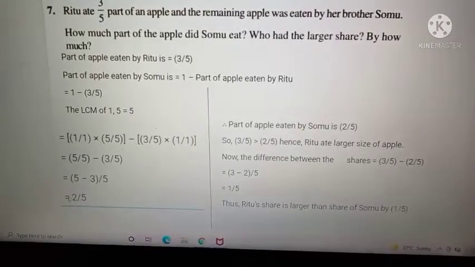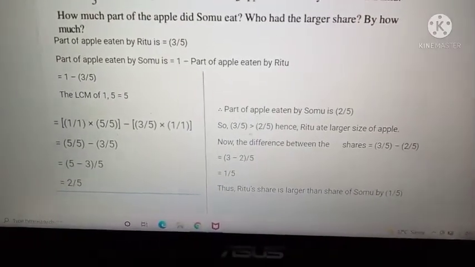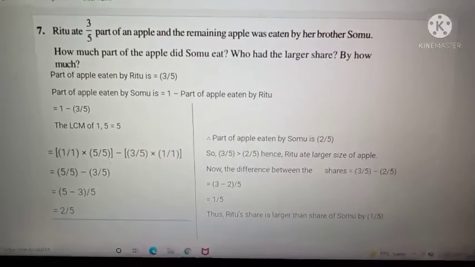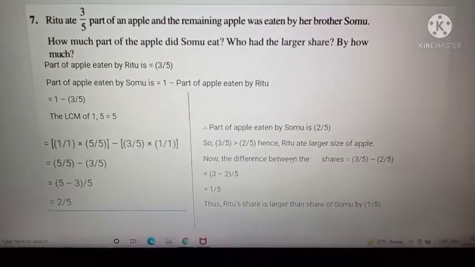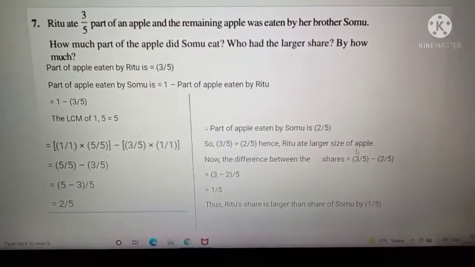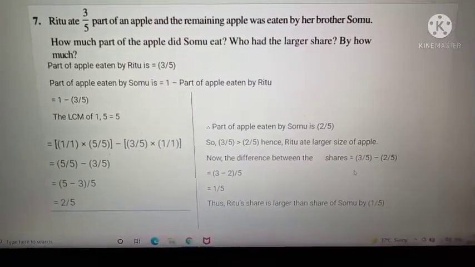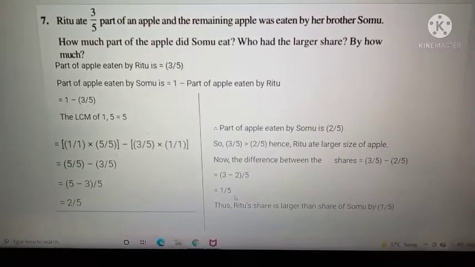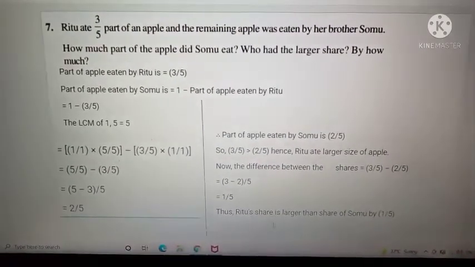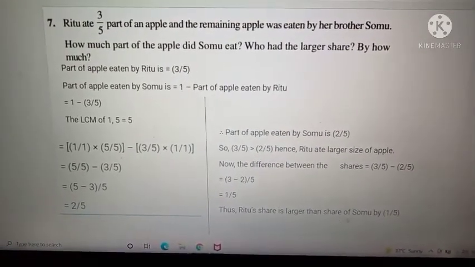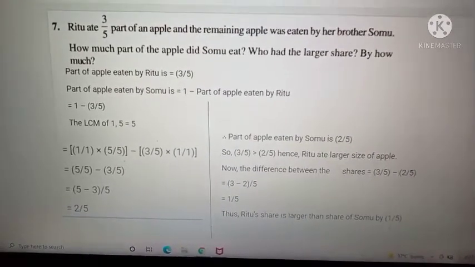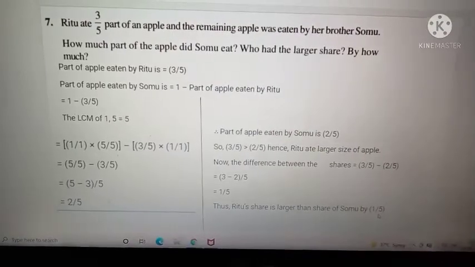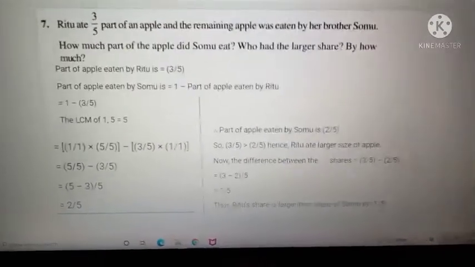We got here, which is greater? 3 by 5 or 2 by 5? Yes, absolutely. 3 by 5 is greater. Hence, Ritu ate the larger share of the apple. What is the difference between the shares? 3 by 5 minus 2 by 5 is 1 by 5. Thus, Ritu's share is larger than the share of Somu by 1 by 5. Hope you are clear with this, children. Thank you all of you.